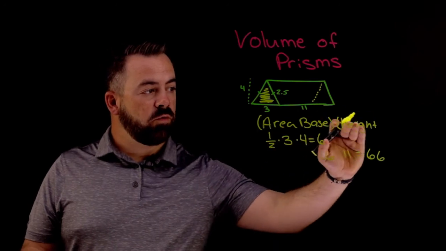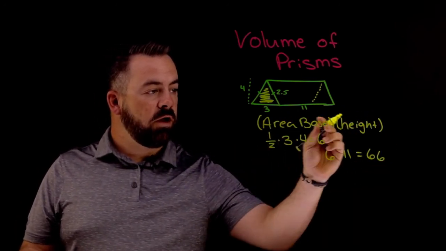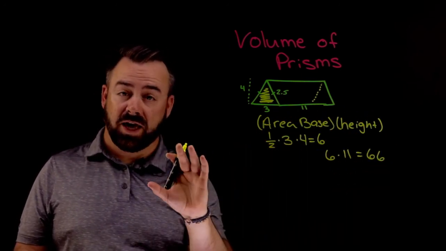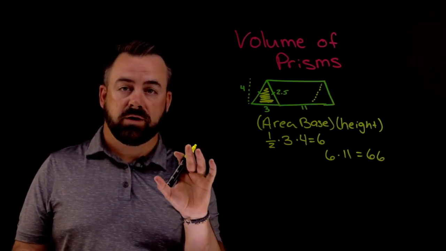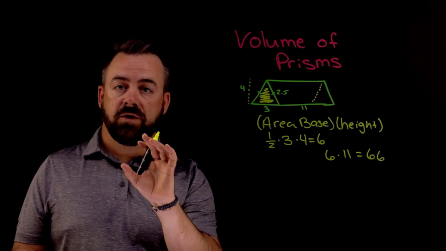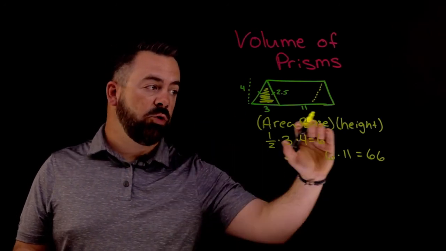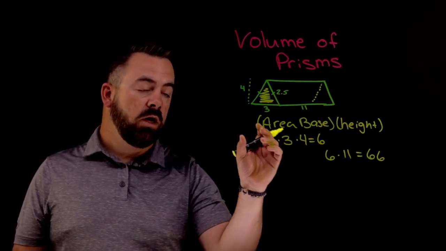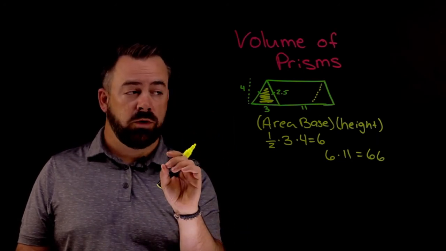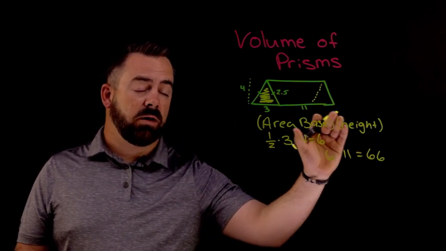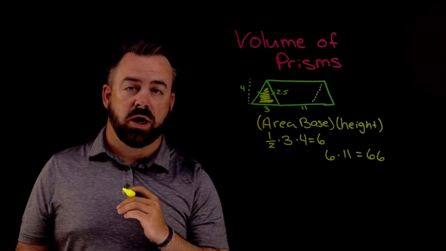This process right here, the area of the base times the height, again, will always work. Does not matter if it's a square, rectangle, circle. You can find the area of the base. You can do this process. Keep track of your units. Volume is typically something cubed. And follow these steps and you'll answer those questions right every time.